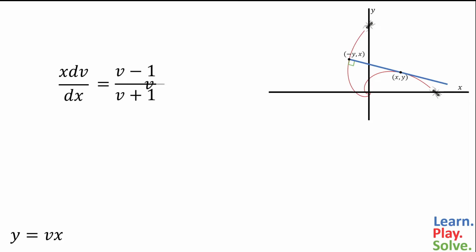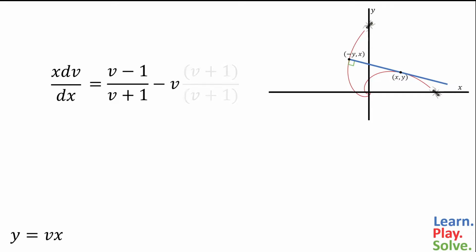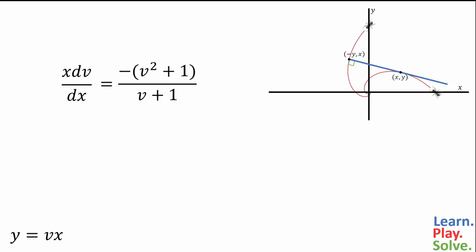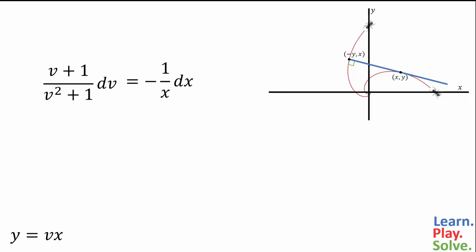Now subtract v from both sides and combine terms using the common denominator. Distribute the v and then subtract and combine like terms. The v's will cancel out, and if we factor out the negative, we end up with this. We can now easily separate the variables. And then we are ready to integrate.